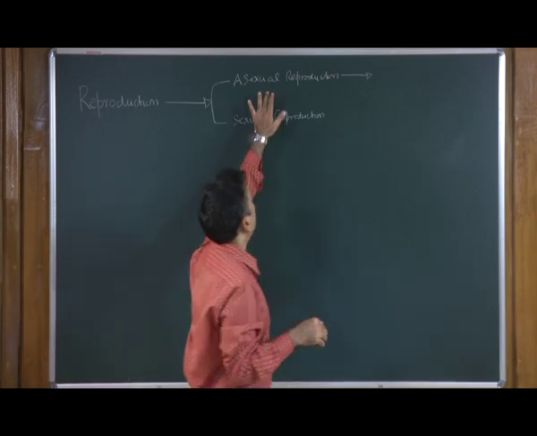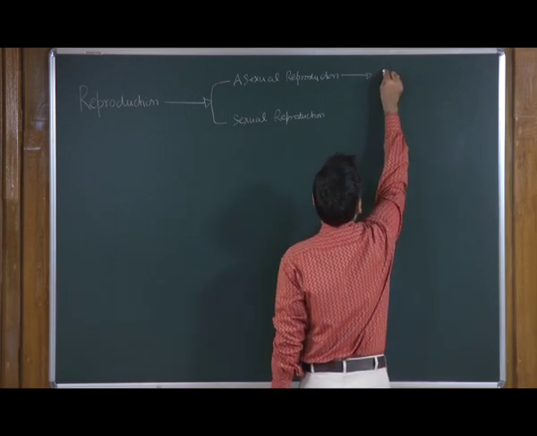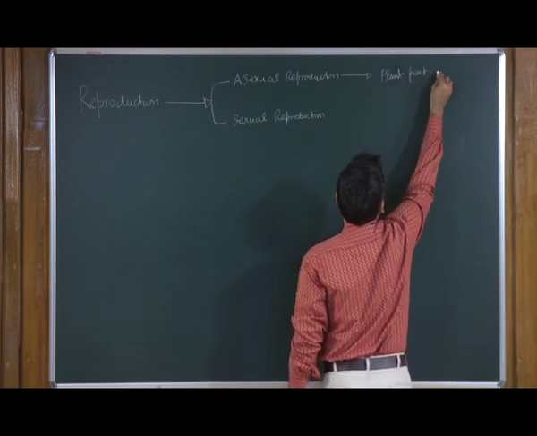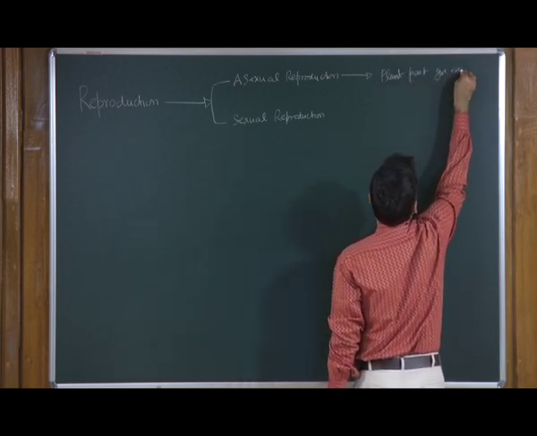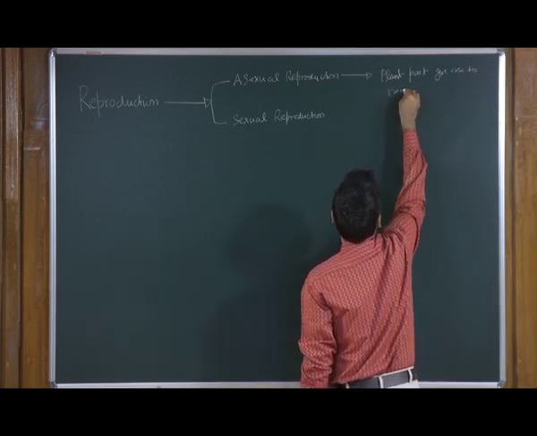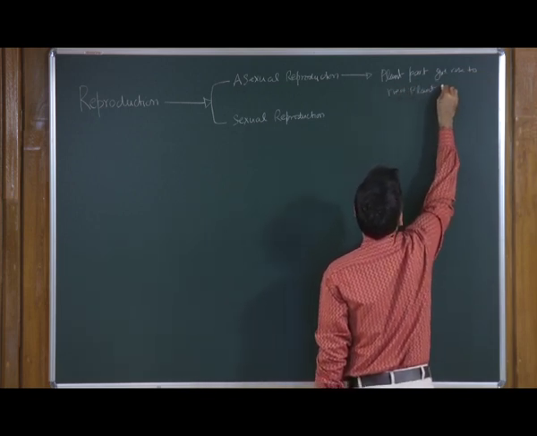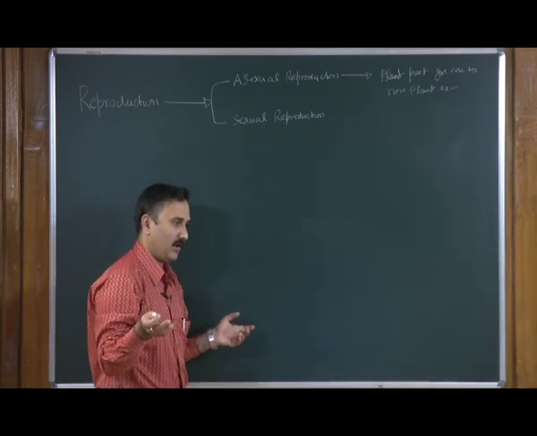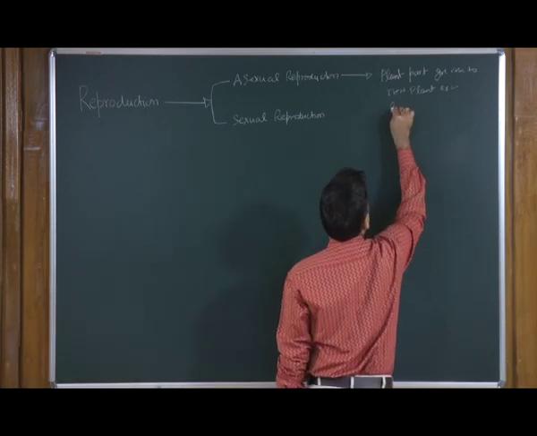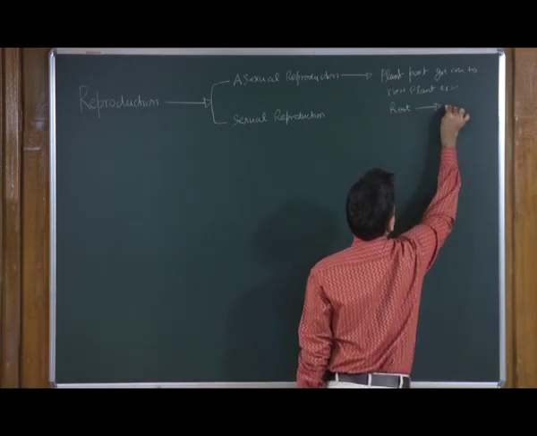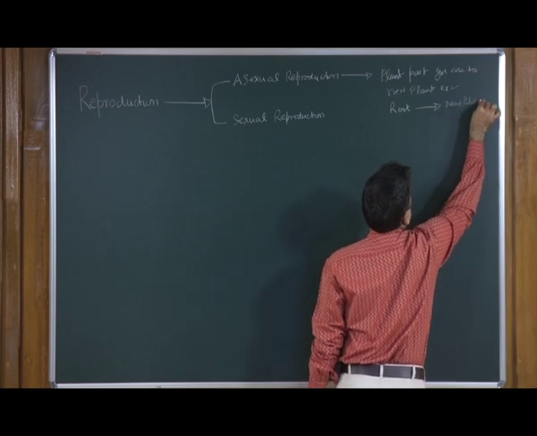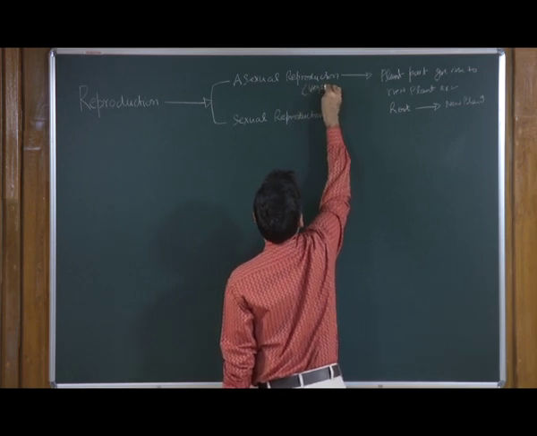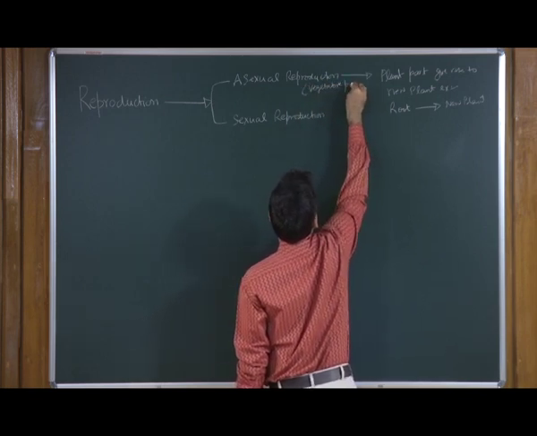So, in this mode, the plant part gives rise to a new plant, wherein no sexual organs are required. For example, the root gives rise to a new plant. So, the alternate name of asexual reproduction could be vegetative propagation.